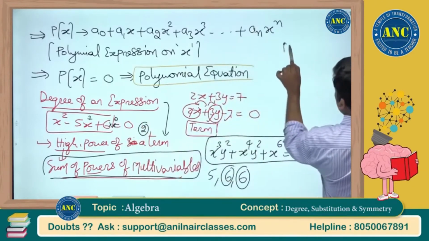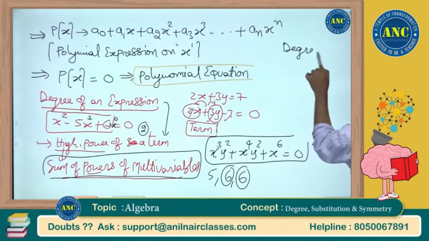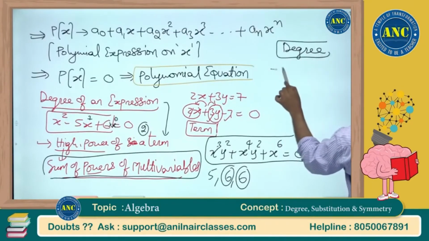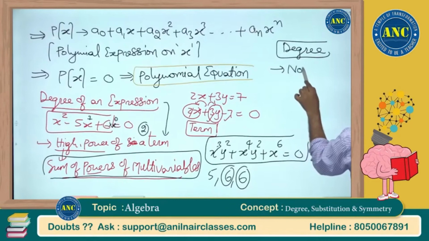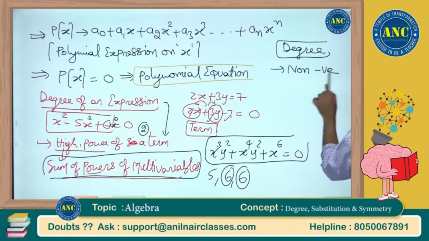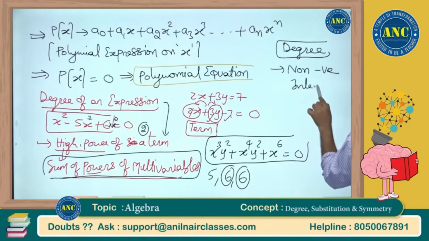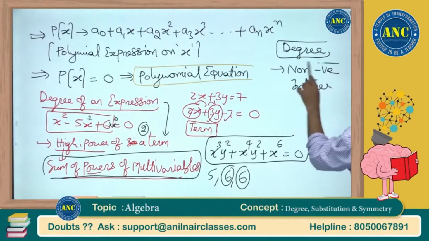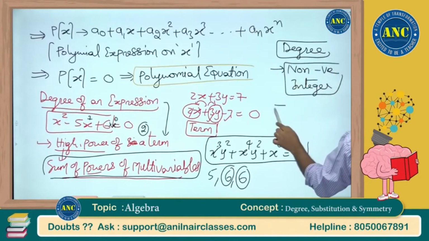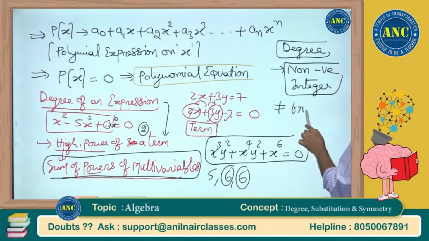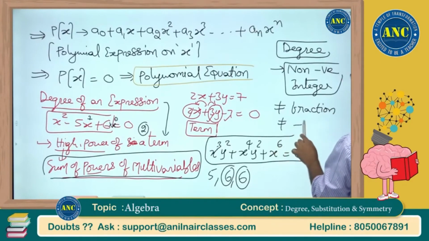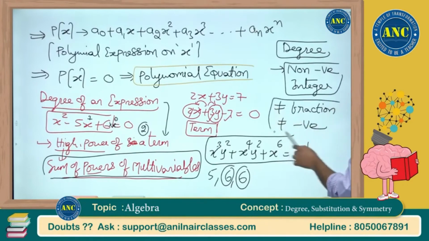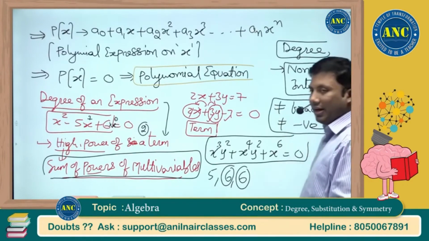Another important key point: degree will always be a non-negative integer. Degree can never be a fraction. Degree can never be negative. Sir, why can degree not be a fraction? Why can degree not be negative?